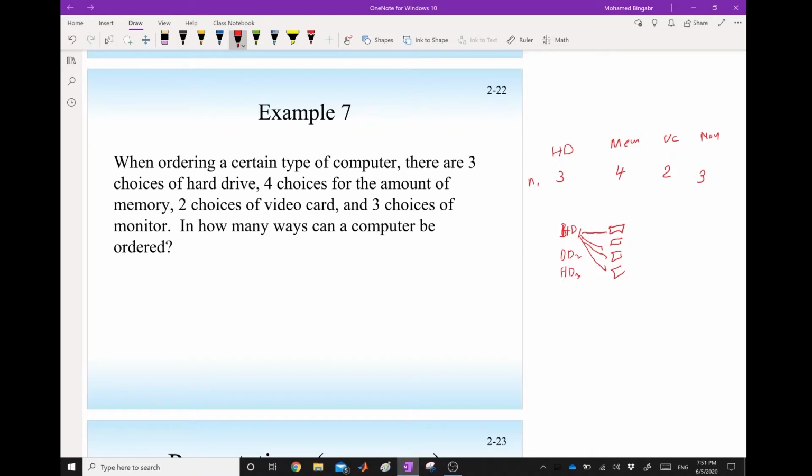So the total different way you can structure your computer or build your computer will be 3 times 4 times 2 times 3. So this is 72 different way you can construct your computer. In communication, sometimes you can think of this one as symbols, how many way you can arrange the symbols to form a word that you will be transmitting.